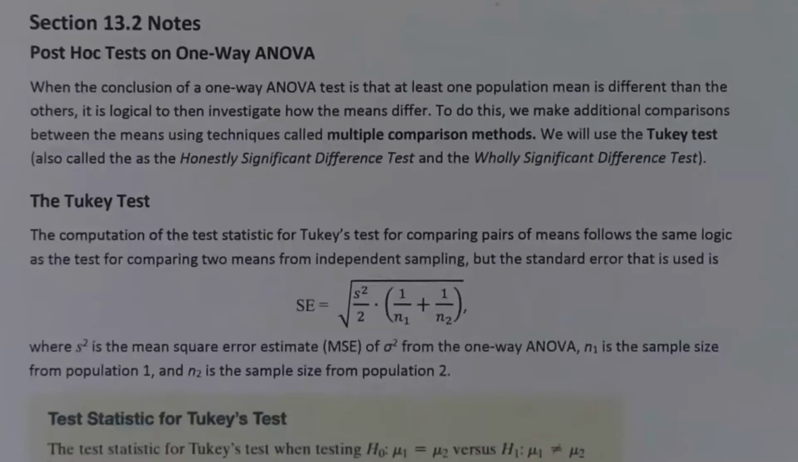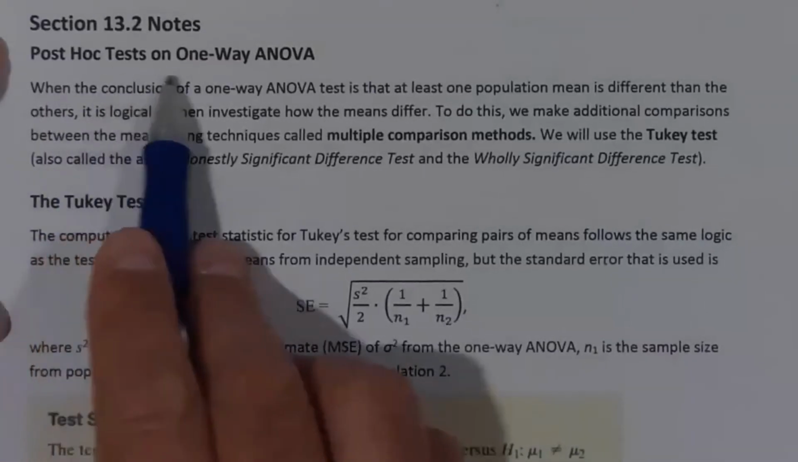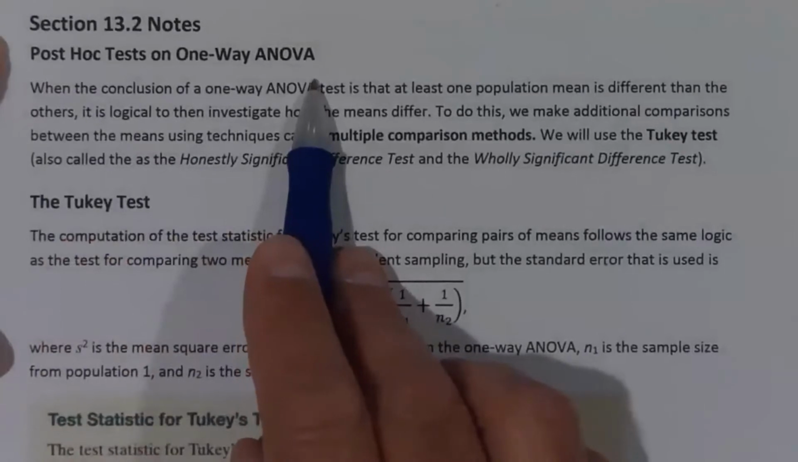They're all equal. But if we reject the null hypothesis and conclude that at least one of the means is different, then the next logical question is, how are they different? And so to answer that question, we're going to conduct what is called a post hoc test on a one-way ANOVA.